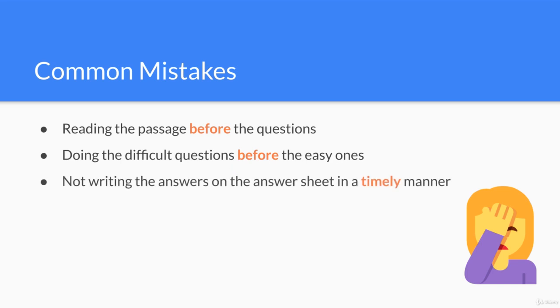The next mistake is that students do not write the answers on the answer sheet in a timely manner. This is up to you how you want to do this. Ideally, I would suggest that once you have answered a particular set of questions, perhaps there are 6 questions in a fill-in-the-blank question that appears on the test, then go ahead and answer those 6 questions first. And once you've answered them, go to the answer sheet immediately after that and fill out the correct answers before progressing on to the next set of questions.